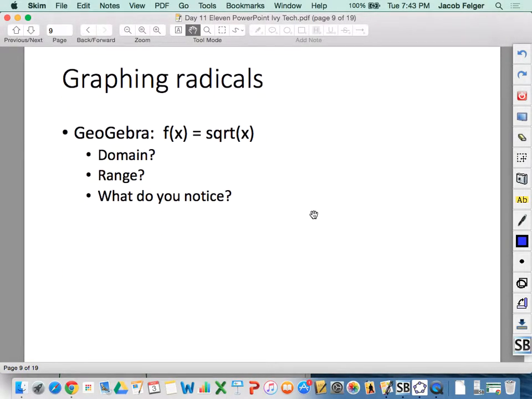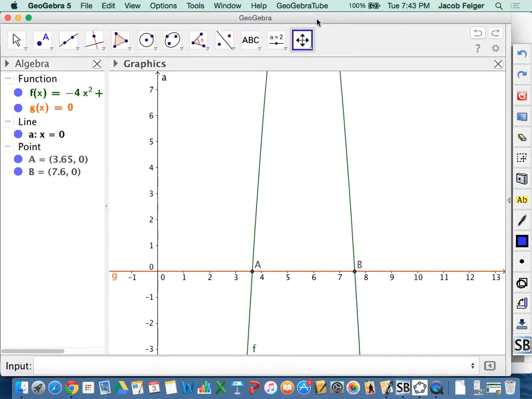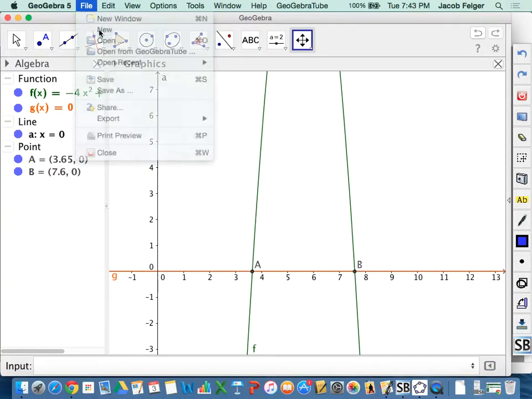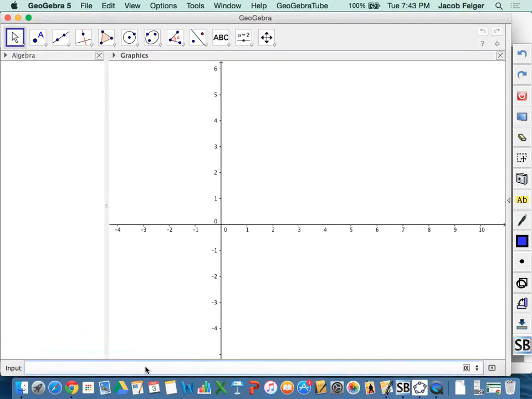Okay, so I want to give you a little bit of background on what radical functions look like. And give me just a second here to pull it up. So we're going to do f of x, remember that equals the same thing as y, equals the square root of x. There it is. All right, so just wave your hand at me if you can tell me one thing you notice about this graph.